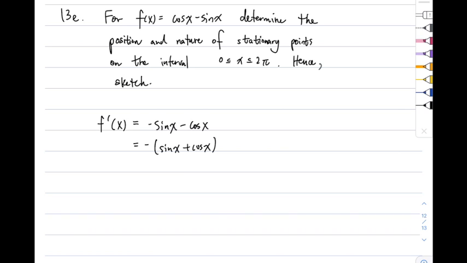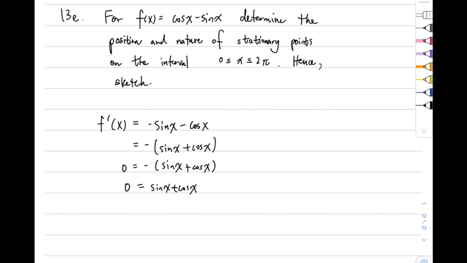Next, we're going to set the derivative equal to 0 to find the stationary points. Here you can divide both sides of the equation by negative 1. That's okay because negative 1 is a non-zero number. And here you might have gotten stuck because now you have a trigonometric equation expressed in terms of two trigonometric functions. The goal with trigonometric equations is always the same: reduce it down to a single trigonometric function.